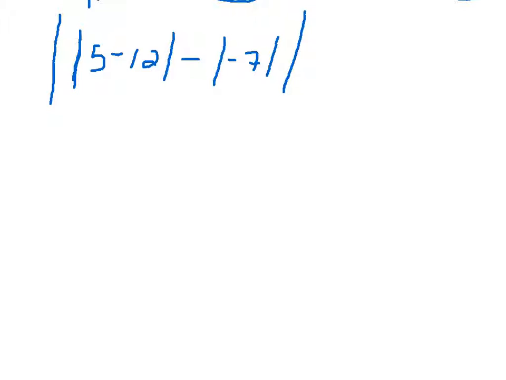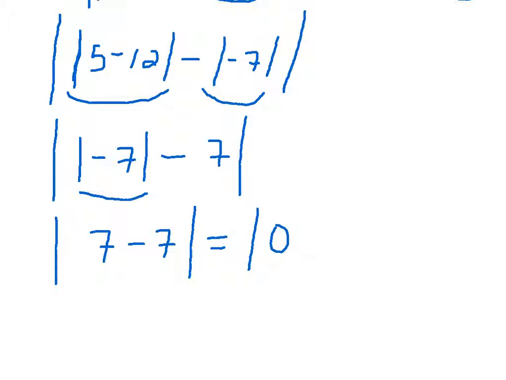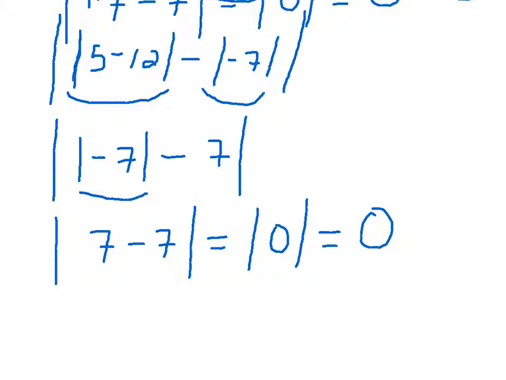Okie dokie. First thing we're going to do is the part on the inside. So we copy that. What is 5 take away 12? That's going to be -7. Minus, I'm going to take care of this too. The absolute value of -7 is +7. And then finally, 7 take away 7 is the absolute value of 0, which should just end up with 0. Absolute value of 0 is always positive, so you don't have to worry about that.